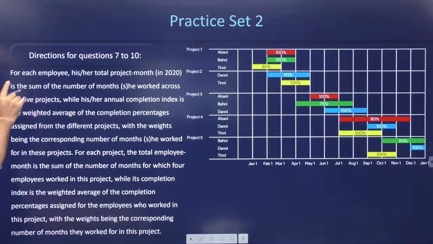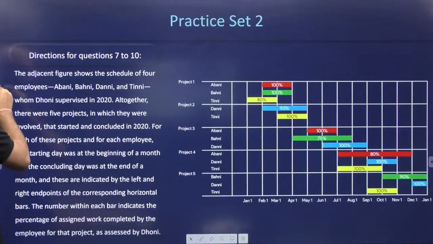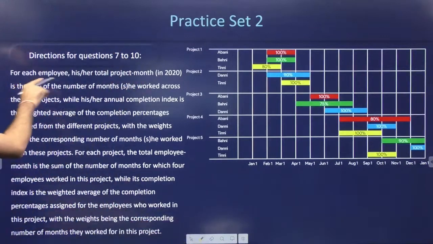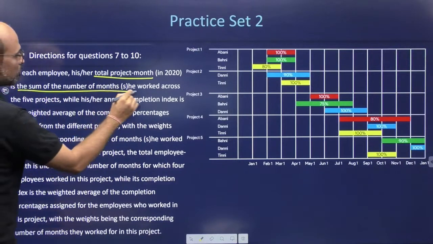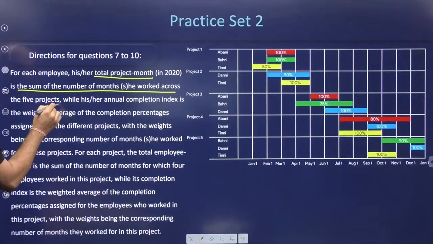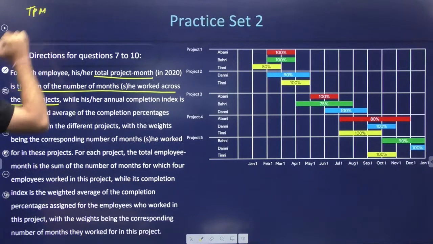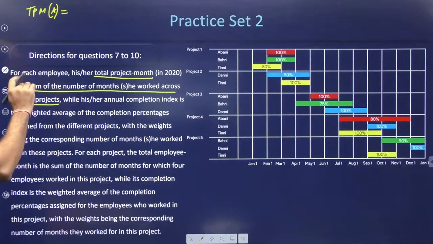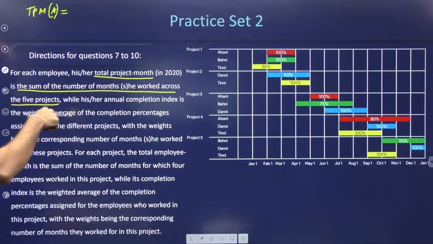Okay, so the first formula is total project month, the sum of the number of months he or she worked across the 5 projects. This is the first formula. So if I talk about the total project month of, let's say, A. I'm just taking an example so that we understand. It is the sum of the number of months she worked across the 5 projects.